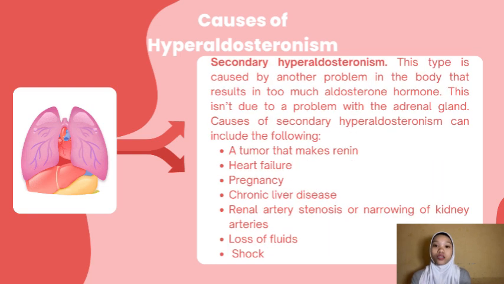So next is the secondary hyperaldosteronism. So this type is caused by another problem in the body that results in too much aldosterone hormone. So this isn't due to a problem with the adrenal gland. So the causes of it include the following. So first is a tumor that makes renin, heart failure, pregnancy, chronic liver disease, renal artery stenosis or narrowing of kidney and arteries, loss of fluids, and shock.